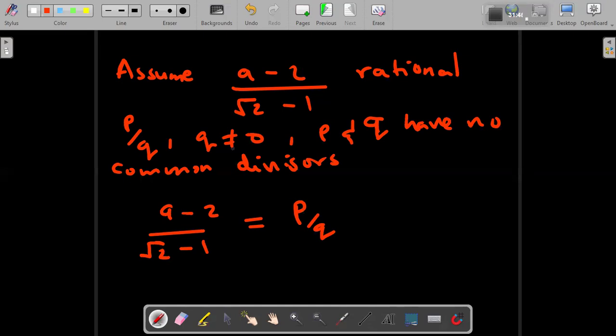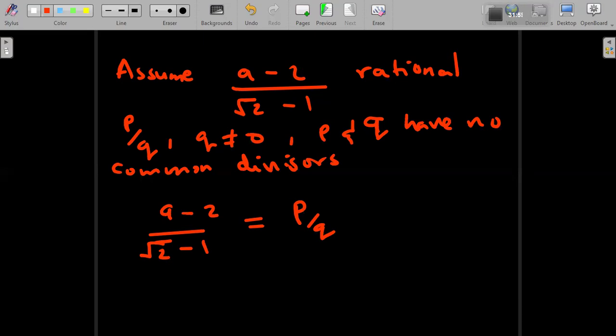Since I've been told in the question that root of 2 is irrational, let my aim be to remain with root of 2 on the left side. So I can cross multiply this.